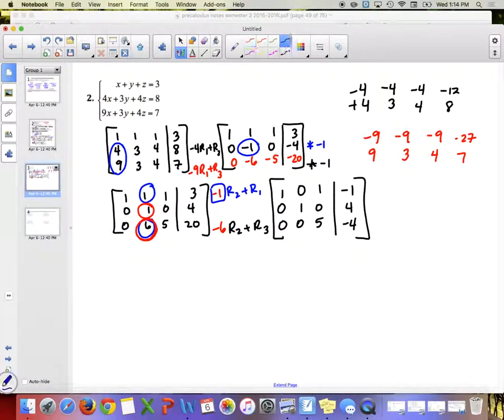Okay, so our next step is we want this to be a 1. So we're going to divide that whole row by 5. Okay, so we're dividing this whole row by 5. So maybe I'll write row 3 divided by 5. All right, so I still have 1, 0, 1, -1. I have 0, 1, 0, 4. And I'm going to have 0, 0, 1, the lovely -4/5.